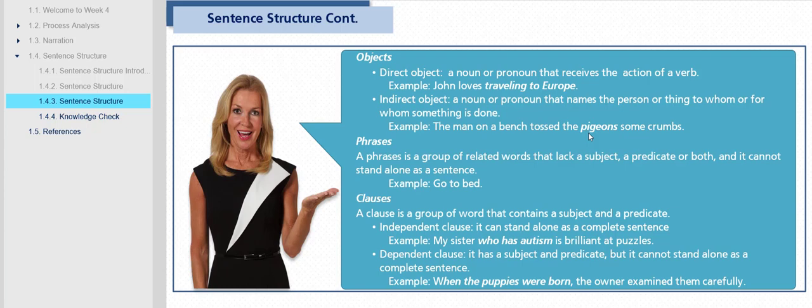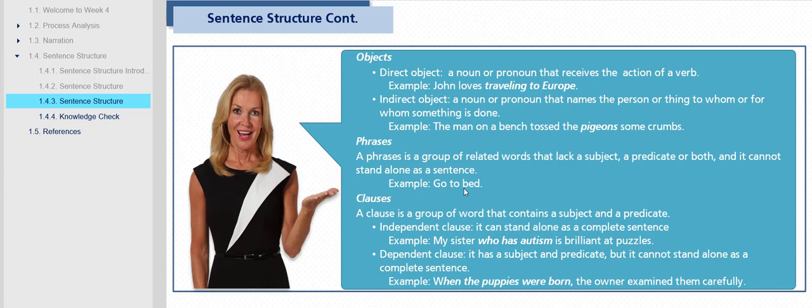Phrases. A phrase is a group of related words that lack a subject, a predicate, or both, and it cannot stand alone as a sentence. So a phrase is something that doesn't have a subject or a predicate. Therefore, go to bed is considered a phrase. Prepositional phrases like at the store or in the drawer are also phrases because in the drawer or at the store does not have a subject, it does not have a predicate.